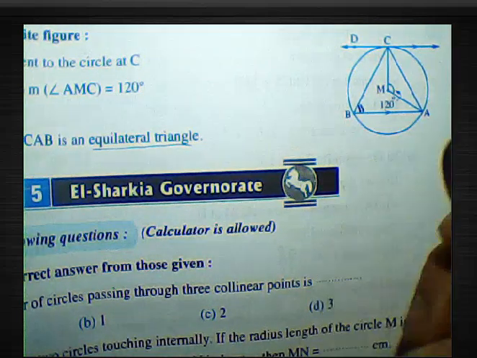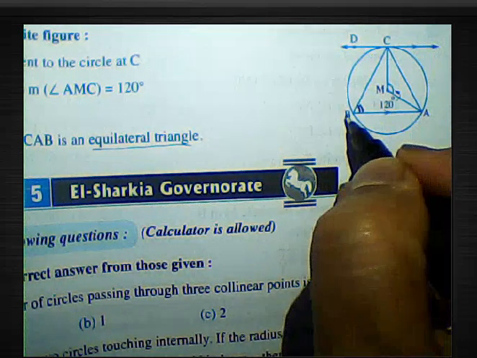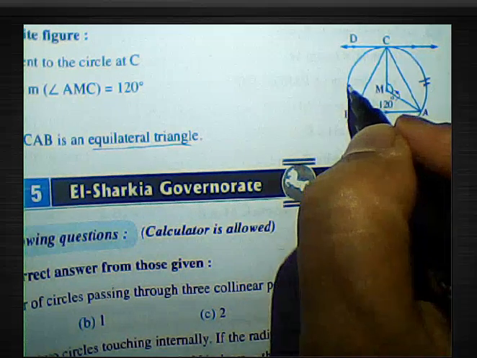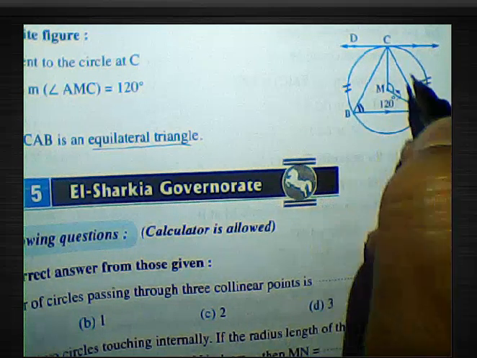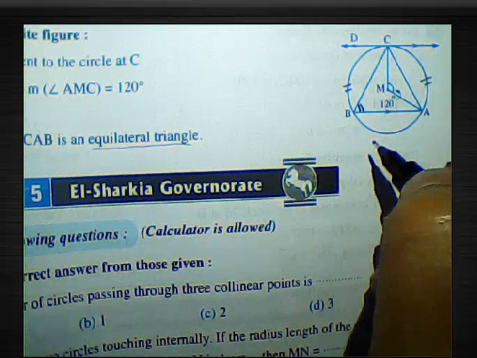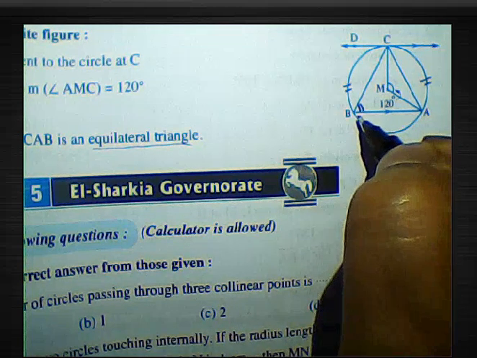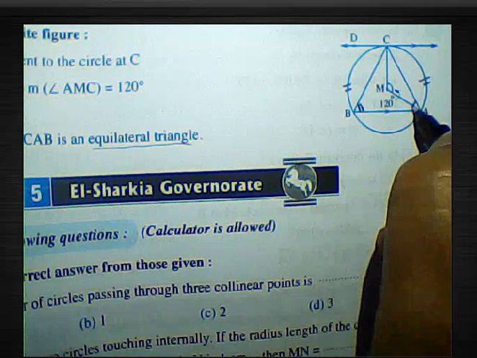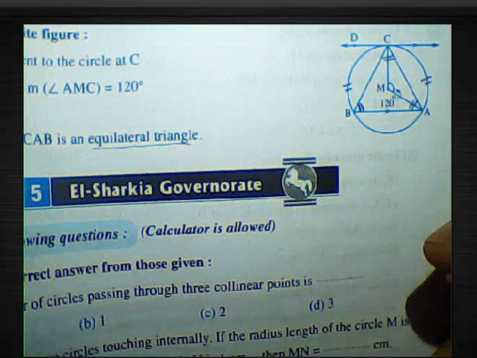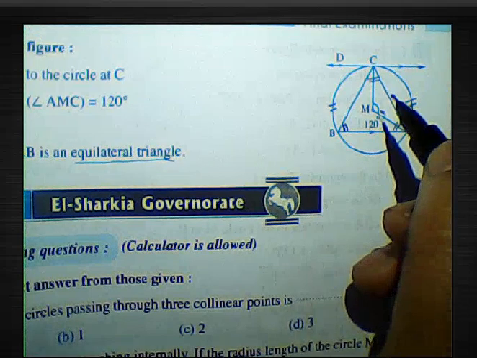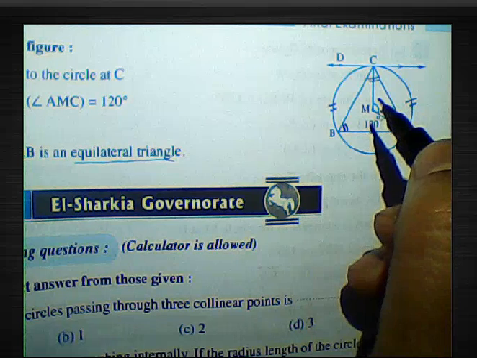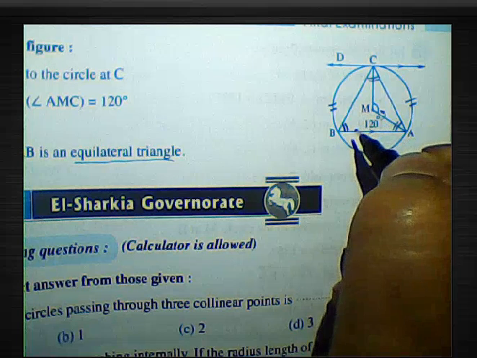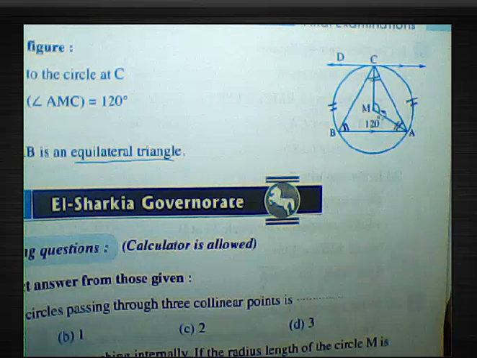straight lines parallel. DC tangent is parallel to AB, then this arc CA equals in measure the arc CB, then CA equals CB in length. We have an isosceles triangle, and the measure of each angle will be 60 degrees because the base angle here is 60, and the measure of angle A will be 60, and the measure of angle C will be 60. And you know this theorem: if we have an isosceles triangle and the measure of one of the angles equals 60 degrees, then this triangle will be converted from isosceles to equilateral.